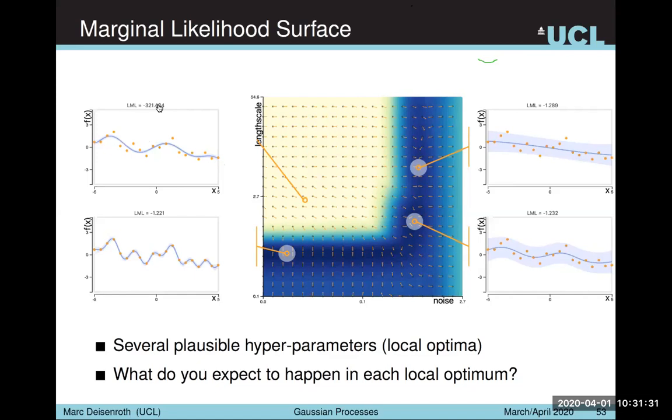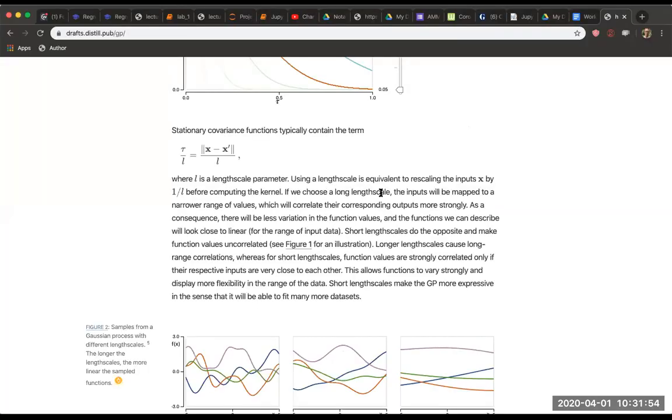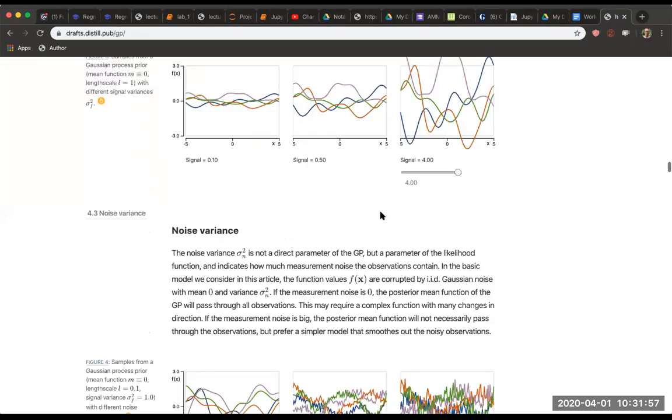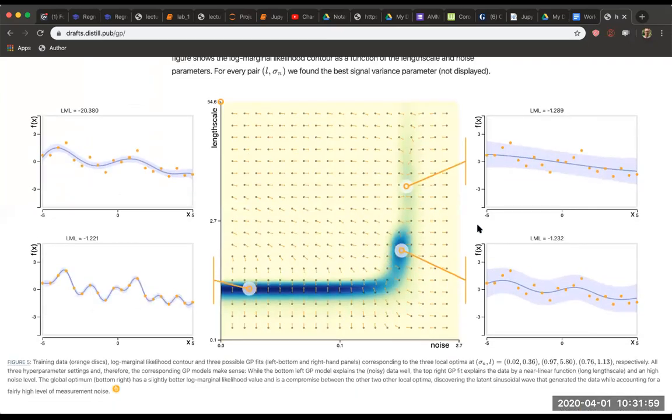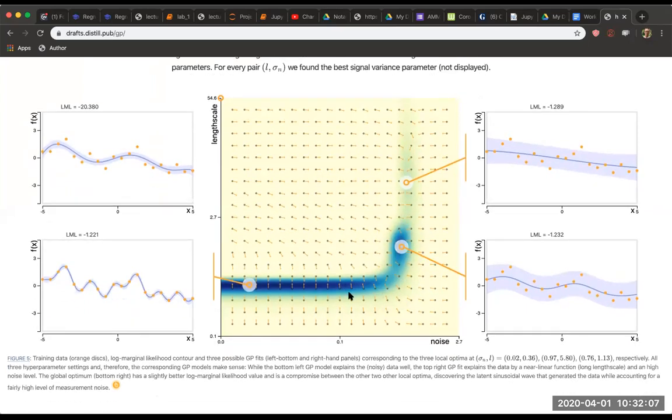If you want to go to this website, which I sent around yesterday, you can play around with this kind of diagram a little bit more. Let me just try to find the website here. You can see the screen share. Here we have the surface plot of the marginal likelihood, and we modified the colors a little bit so it's easier to see.